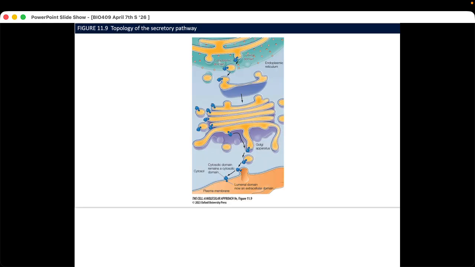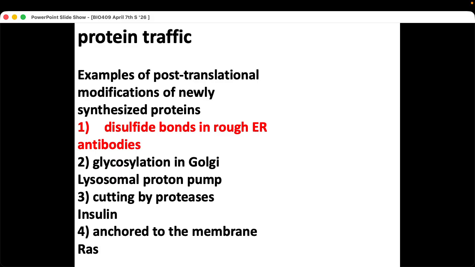So the first one is proteins that are called antibodies. And we've talked some about antibodies. Antibodies are made in our immune system cells in the blood, and those antibodies get released. So they need to be secreted. They need to be released from the cell.